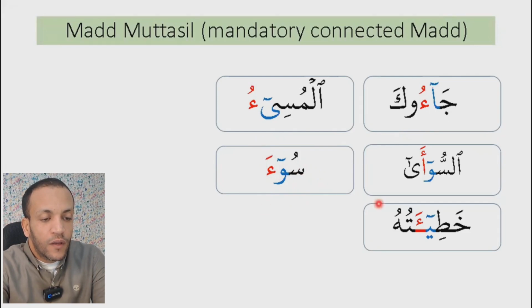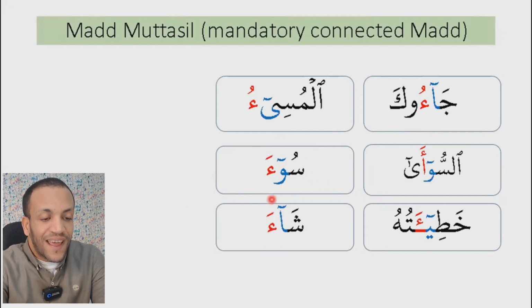And another example here for the letter Alif. It is always the last or the end of the word, and the prolongation is here. So you will say Sha'a.